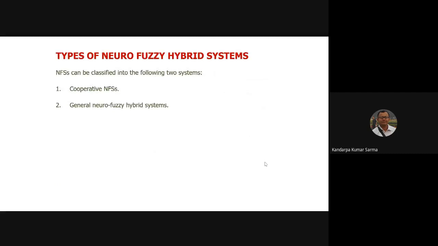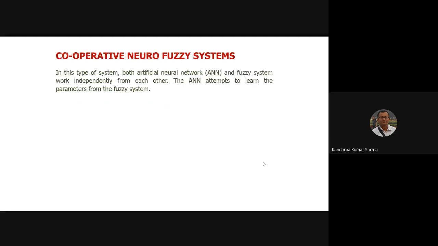Now, there are two types of neuro-fuzzy hybrid systems. The first one is the cooperative neuro-fuzzy system. Second one is the general neuro-fuzzy hybrid system. Now, in the case of the cooperative neuro-fuzzy system, we find that both an artificial neural network and fuzzy system will work independently. The ANN will try to learn the parameters from the fuzzy system.